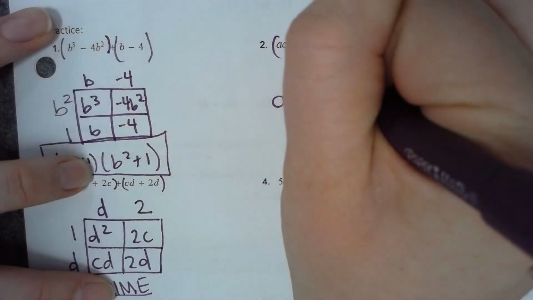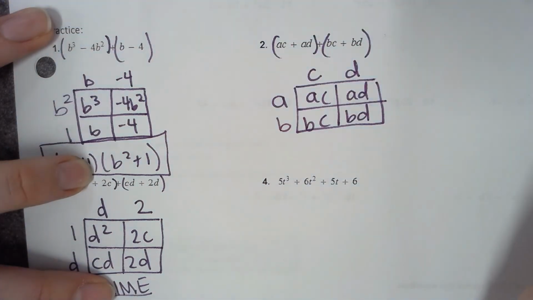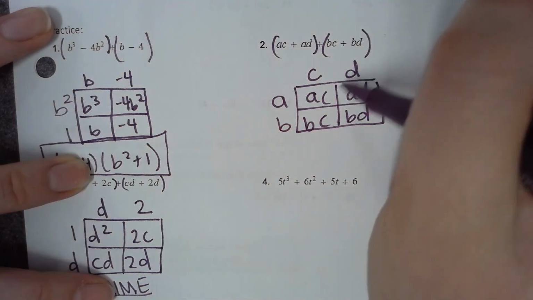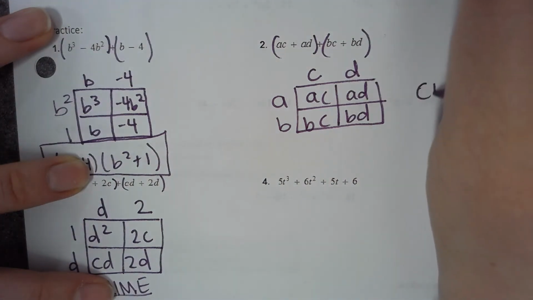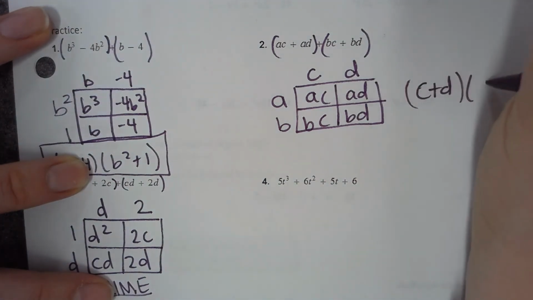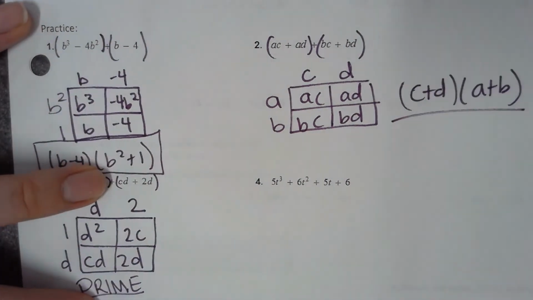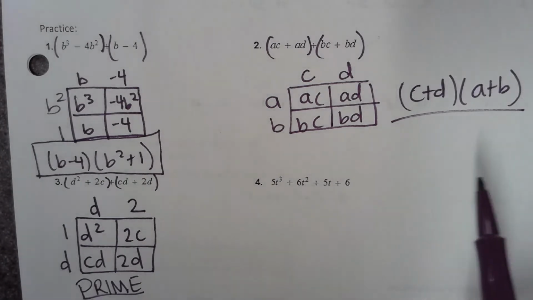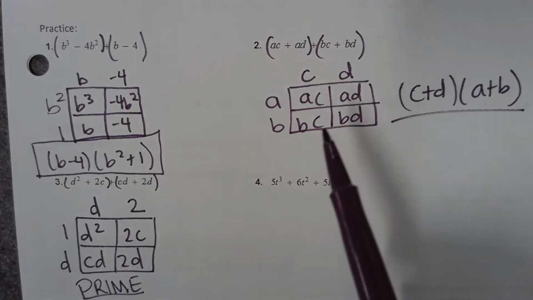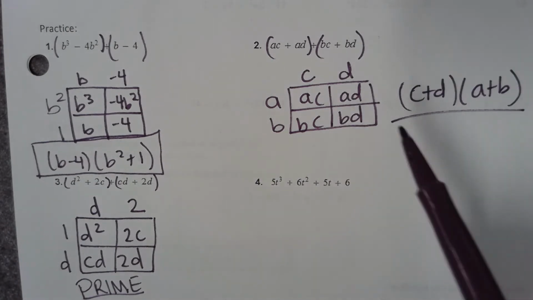And then we'll check here. What times C gives me BC? And that would be B. And then we can check. B times D is BD. Yep. So then we get C plus D times A plus B. And that's your answer. So if you got that, way to go. If you didn't get it, that's totally fine as well. Just go back and see what you can do to fix it and where your process was different than mine.